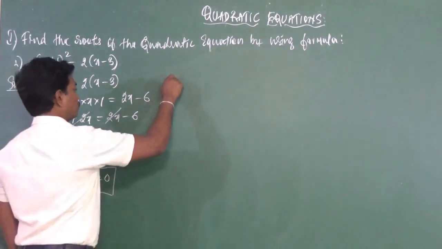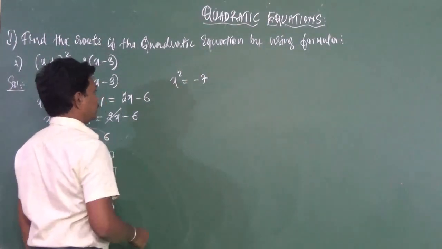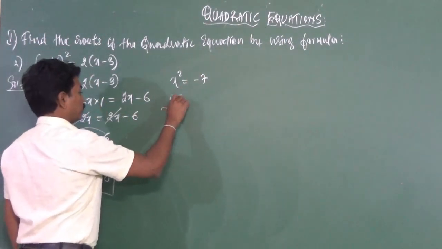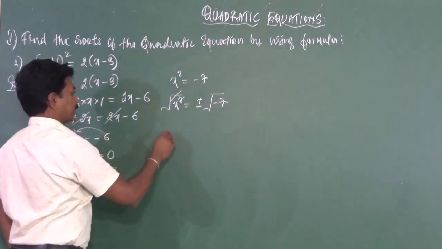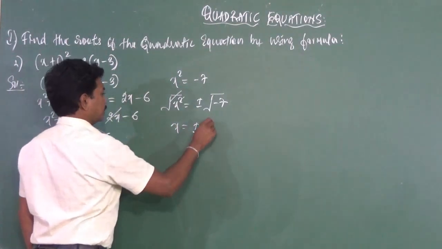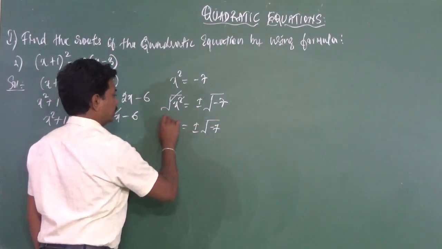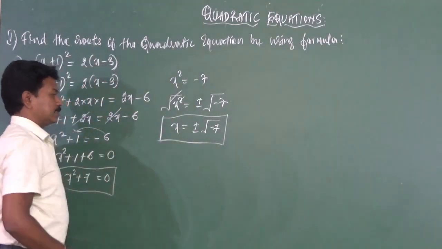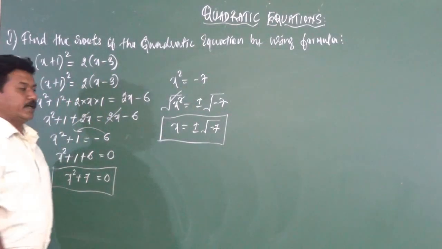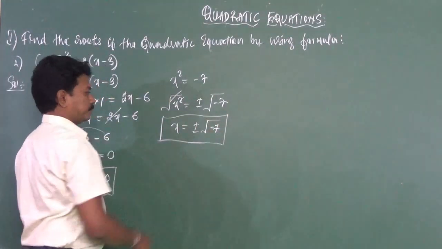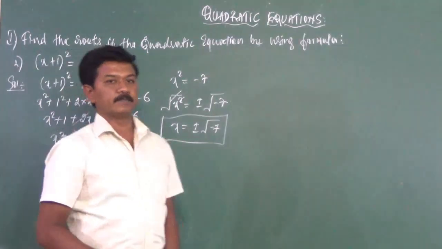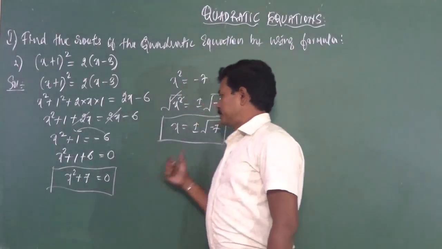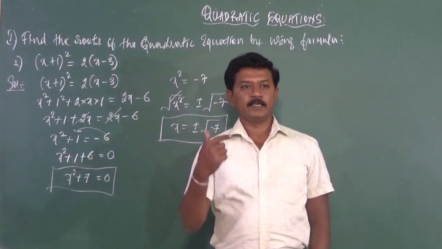Okay. So x square is equal to minus 7. So square root of x square is equal to plus or minus square root of minus 7. Square and root cancel. So x is equal to plus or minus square root of minus 7. So here we have got the value of x as plus or minus square root of minus 7, where inside the root symbol we have a minus, that is a negative number. So these types of numbers are called complex numbers, and the value of these numbers will be complex or imaginary.